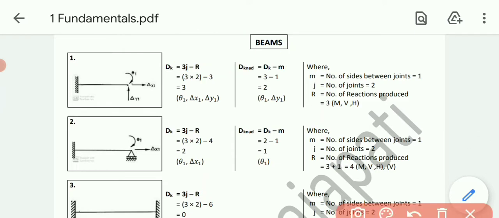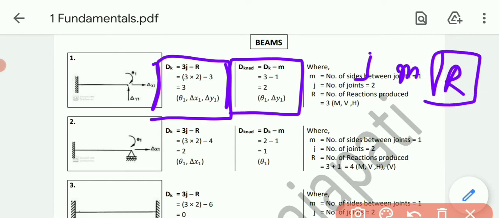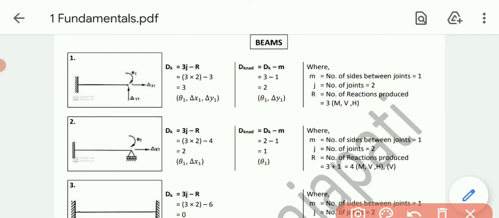First of all we need the formula of Ki, that is Dk equals 3j minus r, and Dk none, that is equal to Dk minus m. So the unknowns are j, m and capital R. Capital R will always be there, whether it is SI or Ki. So in each and every sum we will calculate R, then j and then m. So first of all, example number 1.